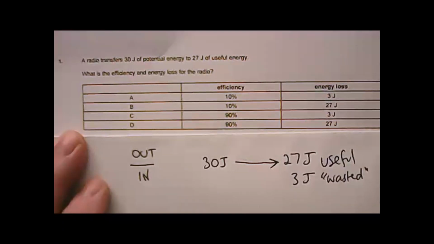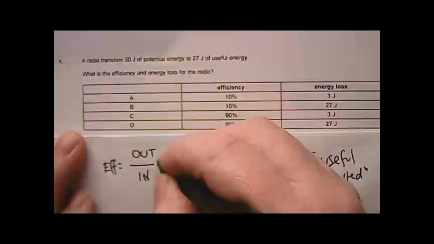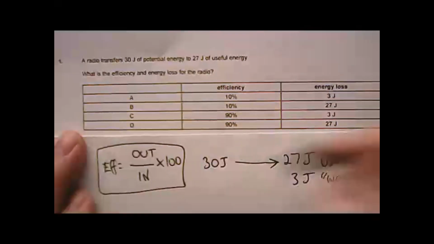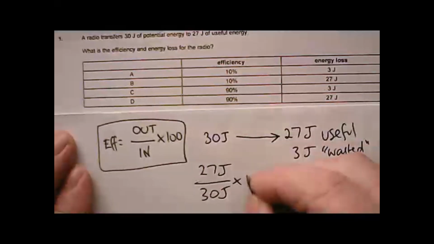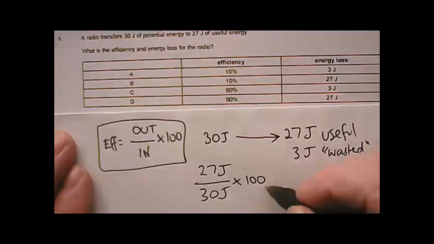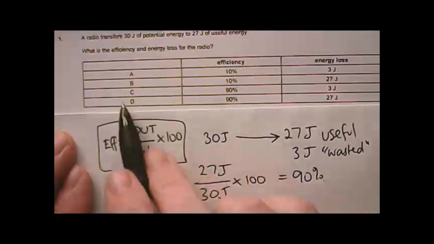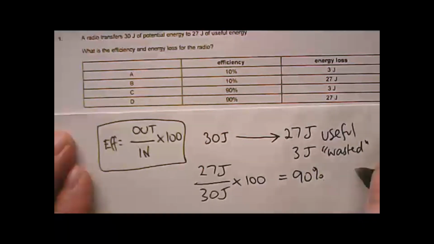Okay, we can quantify efficiency using this equation here. If we want it as a percentage, we have to multiply that by 100. Well, we've got some numbers. Let's see what we get. We've got 27 joules out. We had 30 joules in. 27 divided by 30, multiplied by 100, does indeed give us 90%. So that is giving us C. Okay, 90% efficiency, 3 joules lost. Answer C.